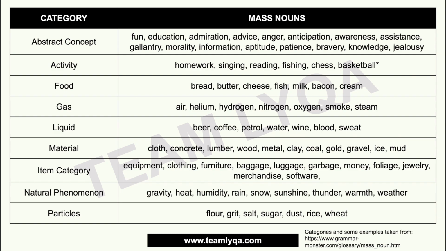Wala rin S yan. Okay, natural phenomenon, gaya ng thunder, weather, warmth. Hindi mo pwede sabihin na three warmth or three rain. Diba? Few rain, we say a little rain. Okay, so again, these are mass nouns. Particles din, yung mga may maliliit na grains, flour, grit, salt, sugar, dust, rice, and wheat. And again, many more. Para meron kayong general idea ng ano yung mga mass nouns na encounter natin on a daily basis.